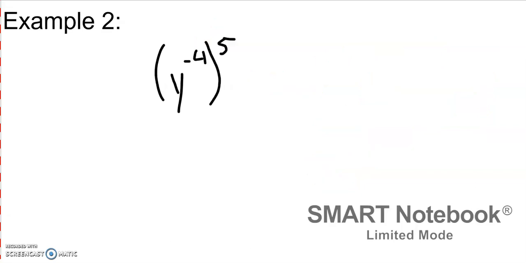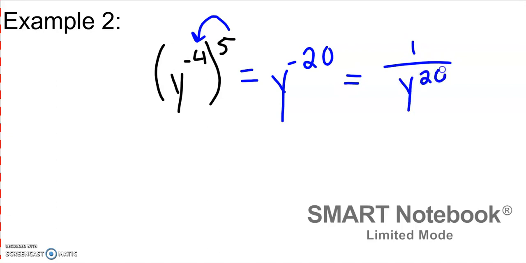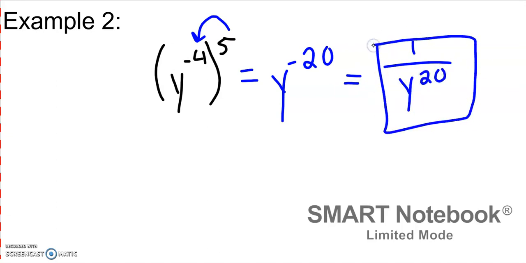Example number 2, it's a little bit switched now. We have y to the negative 4th inside of a set of parentheses being raised to the 5th power. We're going to apply the exact same property. We're going to send this power of 5 into the exponent inside the set of parentheses. Again, we only have one base and only have one exponent in there. So we're going to send the 5 and multiply it with negative 4. So we're going to get y to the negative 20th. Since we don't want a negative exponent, we're going to switch its location, and we get y to the 20th now in the denominator. So our answer is 1 over y to the 20th.